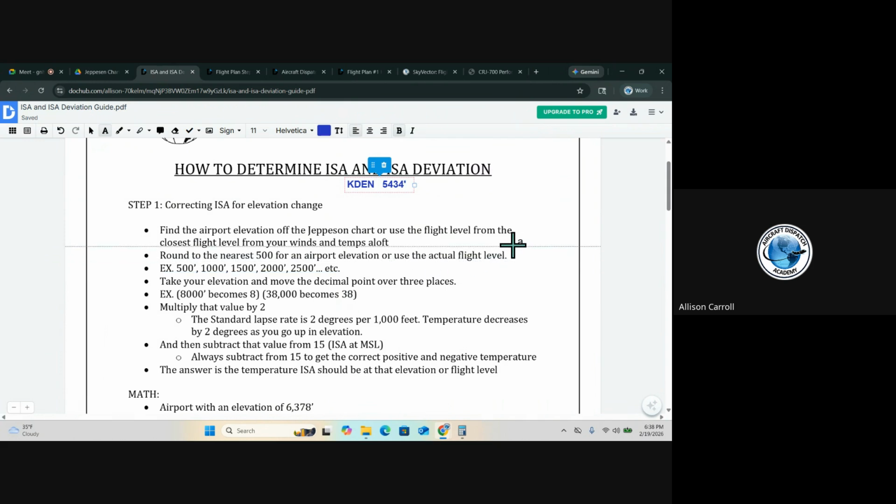Now, if we were up in the air, we wouldn't need to round it at all. We would just use the actual flight level. Okay, so that's what this part means. Round to the nearest 500 for the airport elevation, or just use the actual flight level. So 5434, we're going to round it to the nearest 500. Example: 500, 1,000, 1,500, 2,000, 2,500, etc.